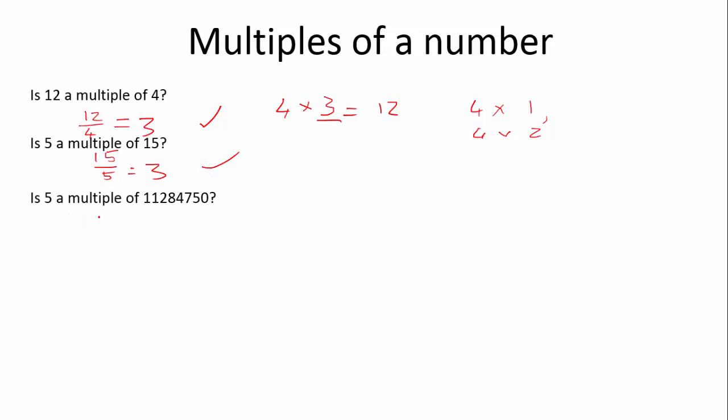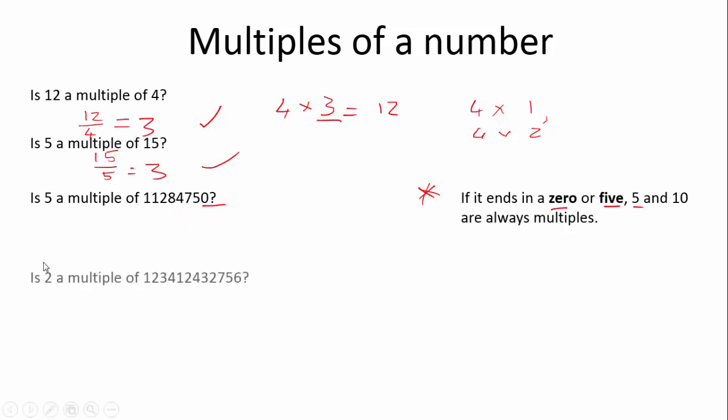Is 5 a multiple of this massive, enormous number? Right? So if it ends in a 0 or a 5, 5 is always a factor. So this is something very useful to write down and remember. If a number ends in a 0 or a 5, the number 5 is always a factor of that number. Okay.